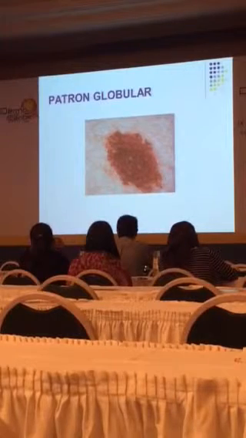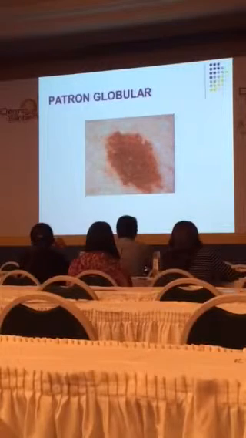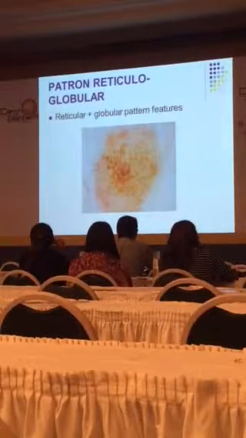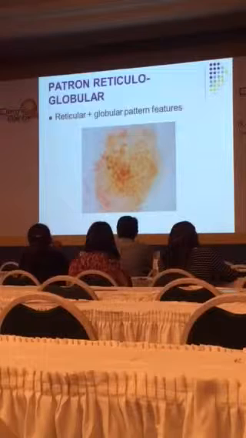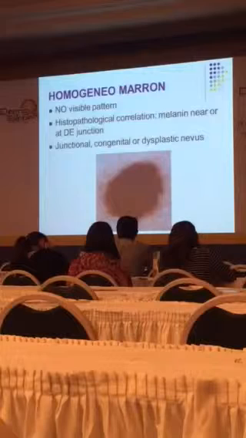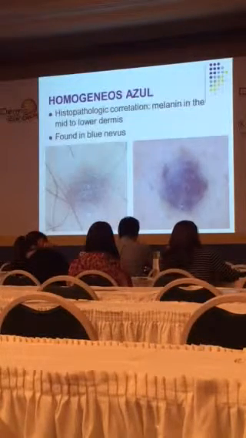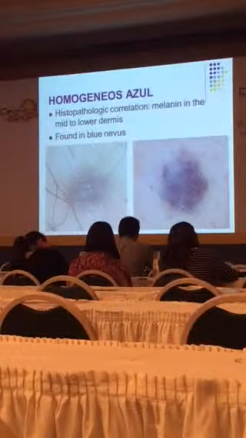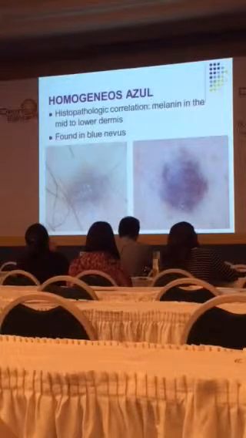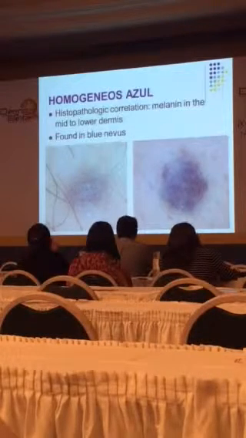Then this is another common pattern called globular pattern, and again, no need to biopsy. And sometimes you can have a combination of this reticular and globular pattern, and obviously that is also a no-biopsy pattern. And at times you can have this homogeneous brown color, which could be in any of these nevi, but the point here is benign. And you can have another homogeneous pattern in blue nevi, where the color is all blue. This is homogeneous blue, meaning blue all over.